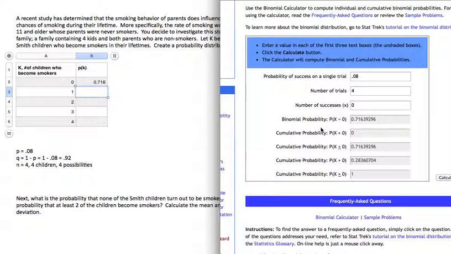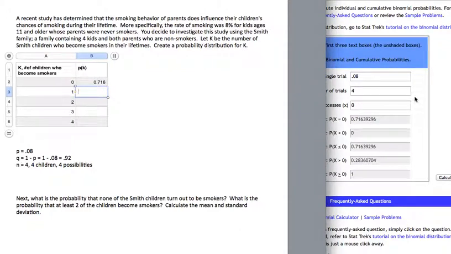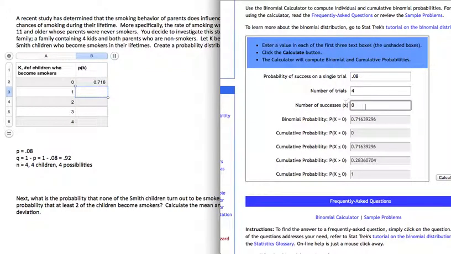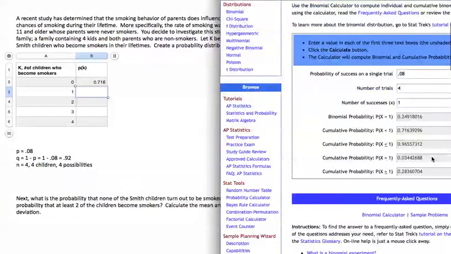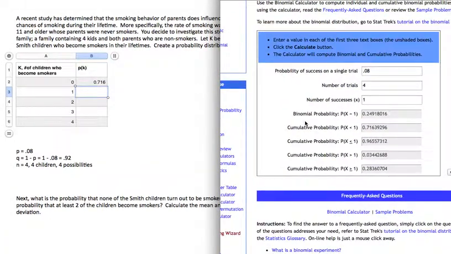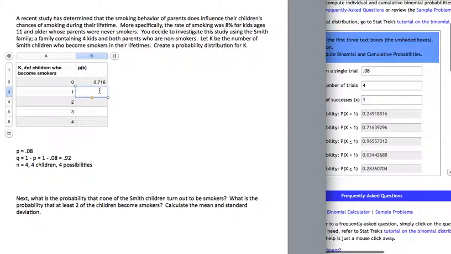You can use these to help you for sure, but I'm just going to go in and find the probability for each one. In other words, let's now plug in 1. What's the probability out of 4 children? The number of successes, the number of children who smoke. What's for 1 child? We'll plug in 1, hit calculate. The binomial probability for exactly 1 child is 0.249. So I'm going to put that in here. 0.249.